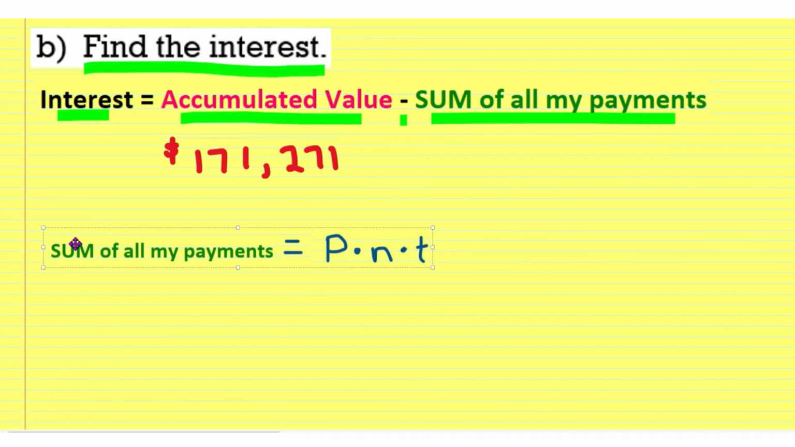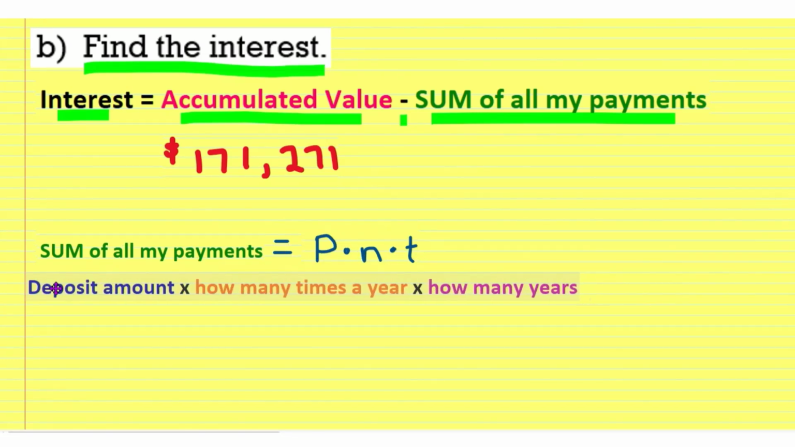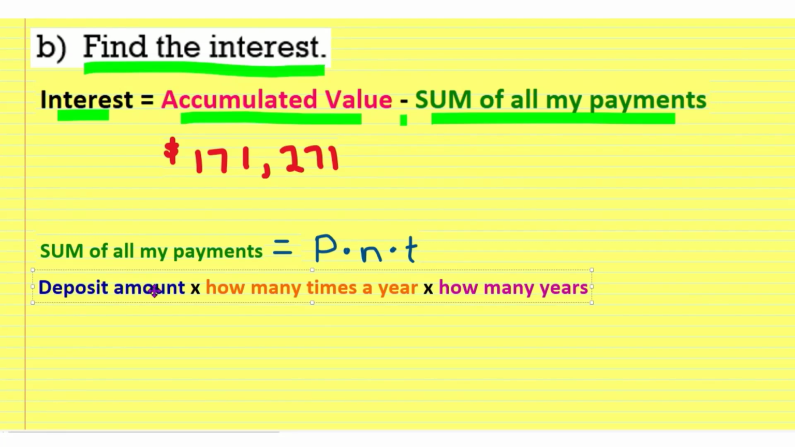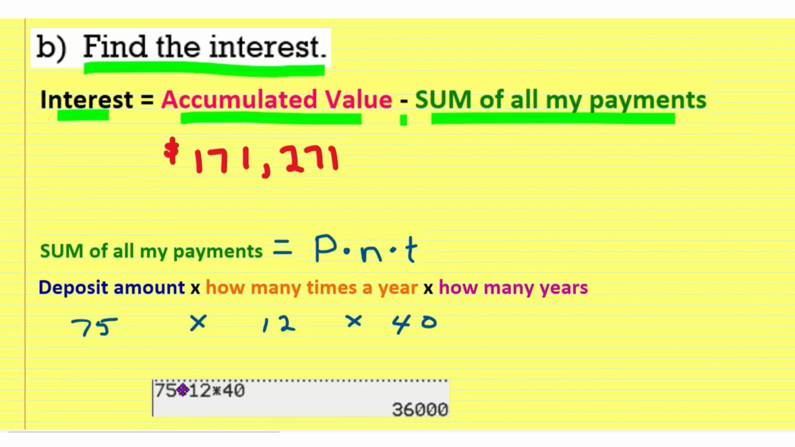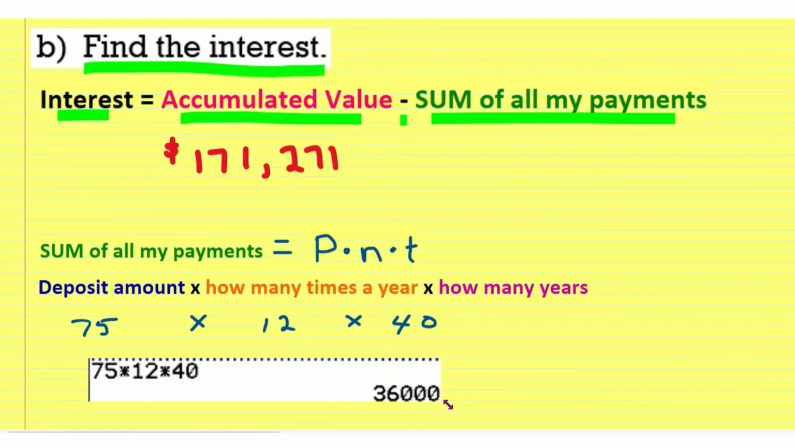The sum of all my payments can be summarized as P times N times T. If we remind ourselves that P is the deposit amount, and the deposit amount was $75. And how many times a year? I was doing it monthly, so it was times 12 times per year. And for how many years did I deposit $75 a month? It was for 40 years. When I calculate all that, the sum of all of my payments over those 40 years was 36,000.